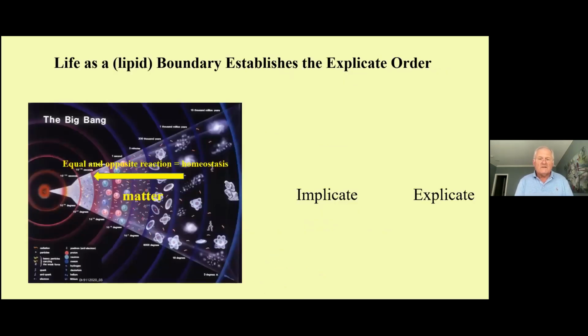So life as a lipid boundary establishes the explicate order. So before there was life, there was only the implicate order. And I'm showing that here as a continuum from the Big Bang. I think there are arrows here, Peter, if you just click it. Yeah, so we're going from the implicate order to the explicate order as a consequence of that lipid boundary between the outside of the cell and the inside of the cell. So next slide.